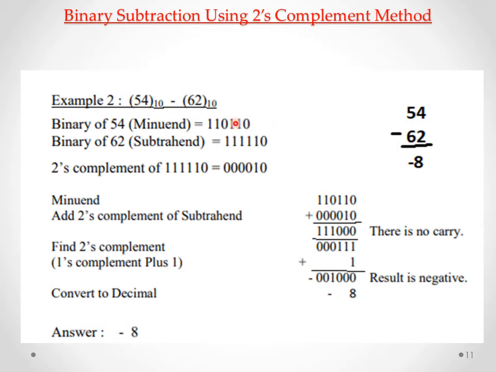So first we are writing the 54 and 62 in the binary form. Binary of 54 is this one and binary of 62 is this. Now we are going to find the 2's complement of the subtrahend. This one is the 2's complement of the subtrahend. Now we are adding the 2's complement of the subtrahend with the minuend.